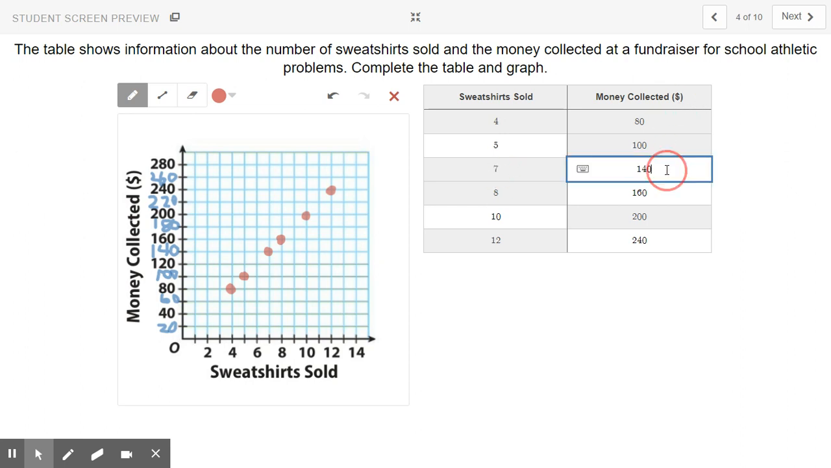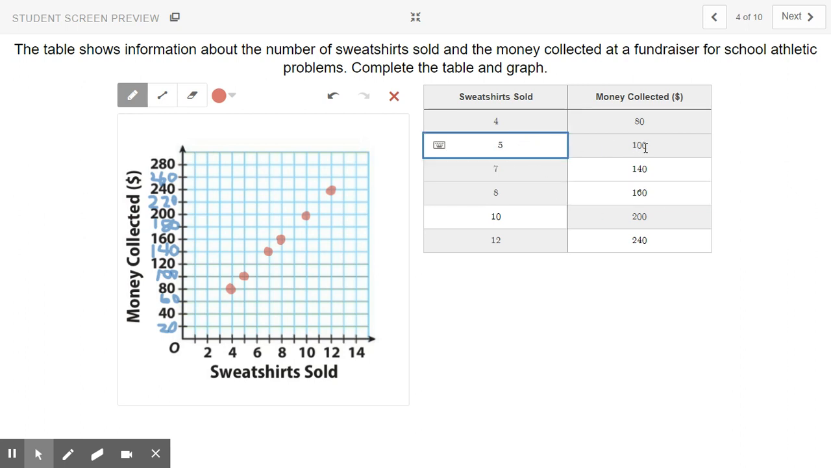20 times 7 is 140. 1 times 8 is 8. 20 times 8 is 160. Now, another piece of information that could have helped me is to look at the 4 sweatshirts. If 4 sweatshirts cost $80 and I double that, that would be 8 sweatshirts. What's 80 times 2? 160. So that's another way you could have gotten that answer.